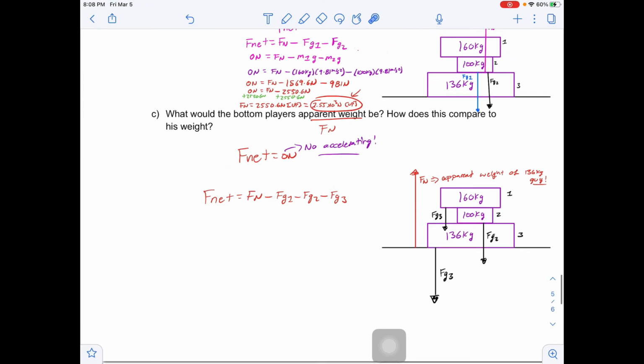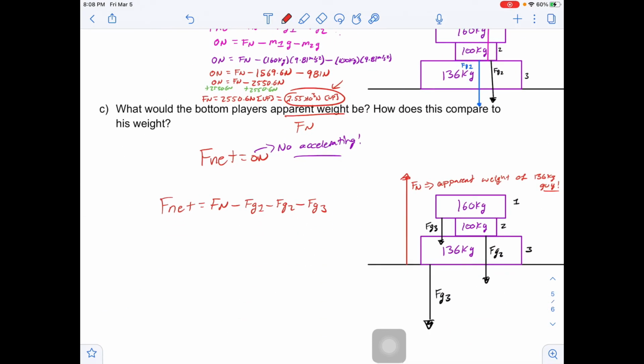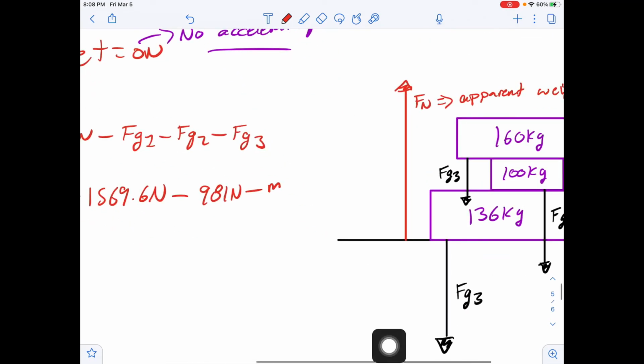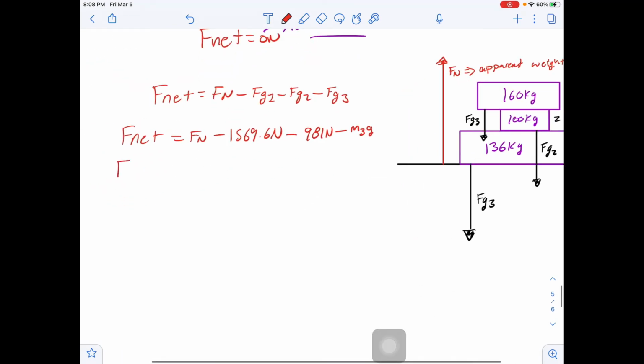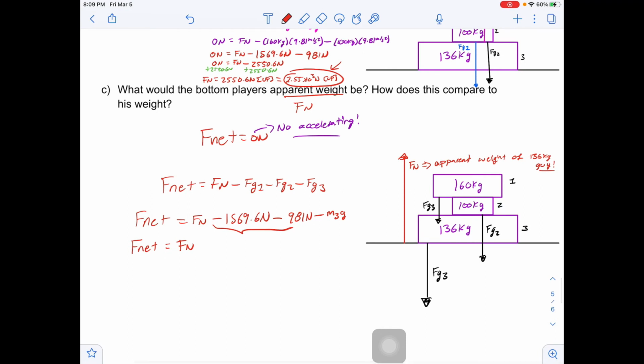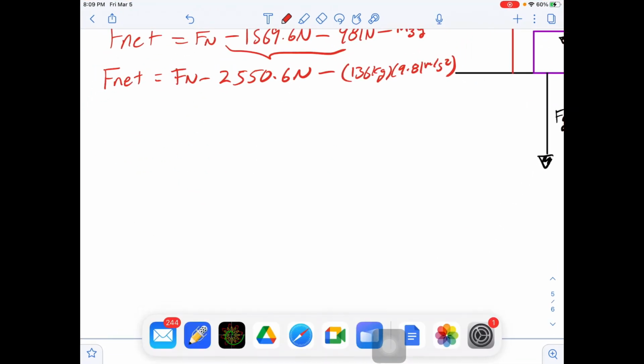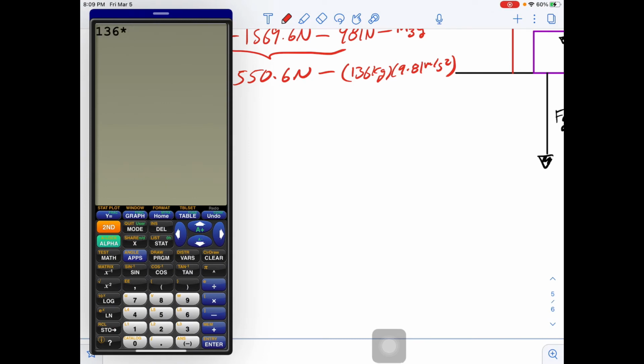Now I'm not going to bore you solving for the force of gravity 1 and force of gravity 2 because we've actually found that up here. Force of gravity 1 is 1,569.6. Force of gravity 2 is 981. So we're going to take those numbers right away and plug them in. So 1,569.6 newtons, subtract 981 newtons, subtract, and now we're going to have to solve this, the mass of 3 times gravity. So the net force here will be the normal force, and we already figured out what this is in our last question. It was 2,550.6 newtons. Subtract, and let's plug in these values. So this will be 136 kilograms times 9.81 meters per second squared. And this will be 136 times 9.81.